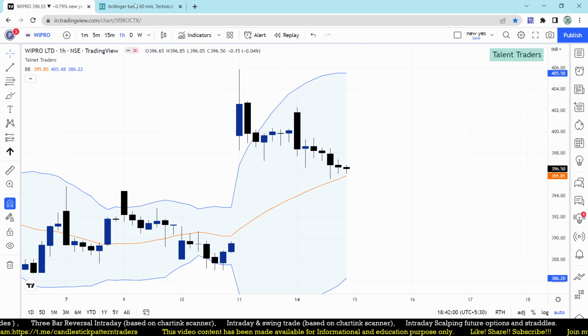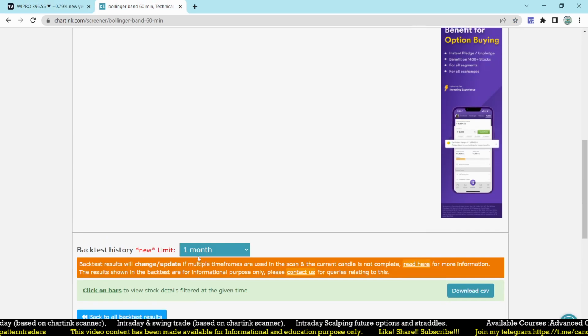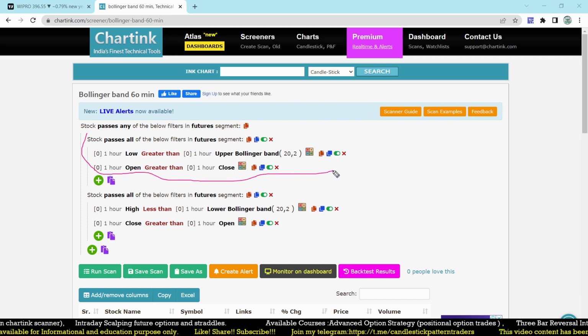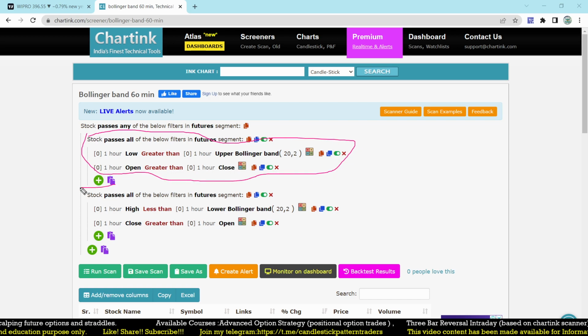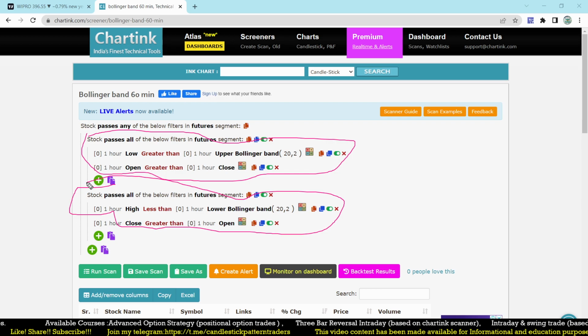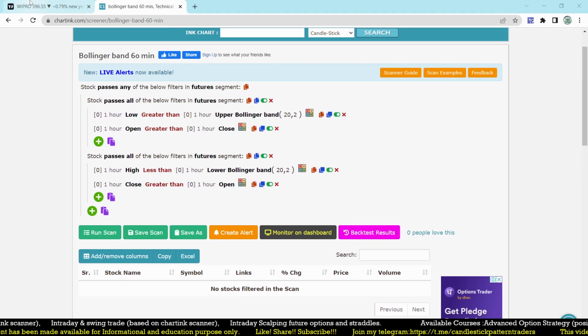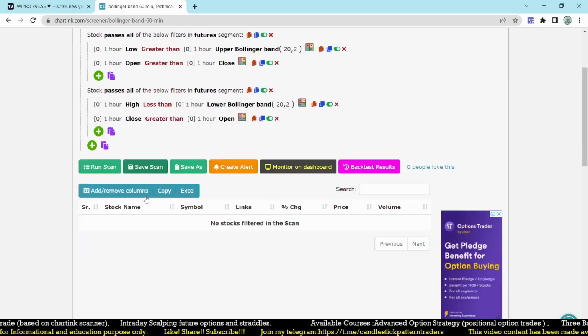Okay, so we are combining both in the scanner. The scanner filters out stocks forming at the upper Bollinger Band, and it filters out the stocks which are not touching the lower Bollinger Band. So both will be in the same scanner. Whatever stocks we get may be good opportunities where we can focus for a trade.